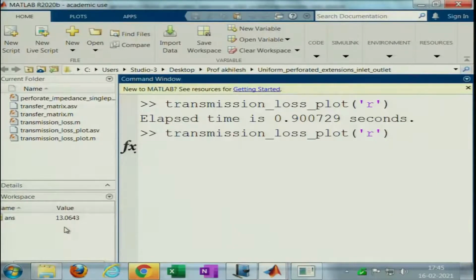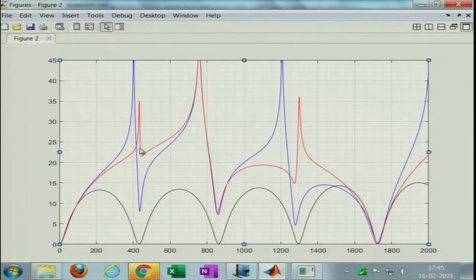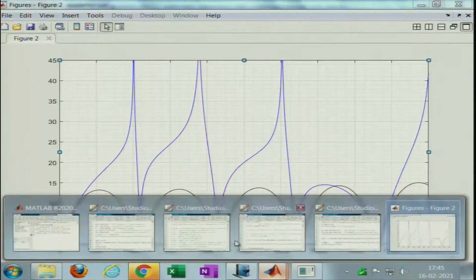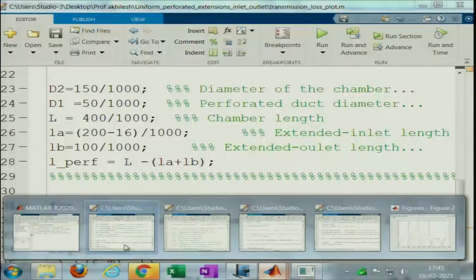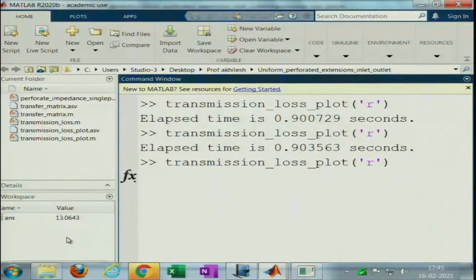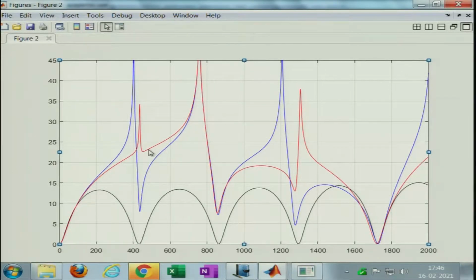Okay, and so it has almost nullified the trough. Okay, and if I were to take a little bit more, say 16, so it is almost cancelled. So basically what it means is that it is possible to tune the extension length in such a manner that your first attenuation peak, due to the resonator formed at the inlet, cancels the trough, and you see a dramatic increase.